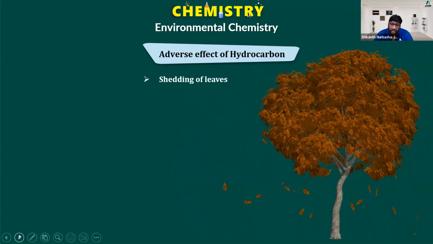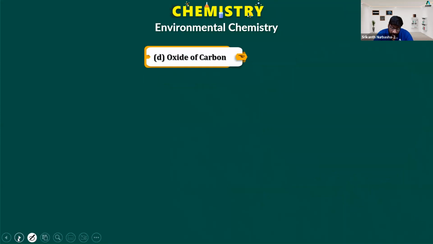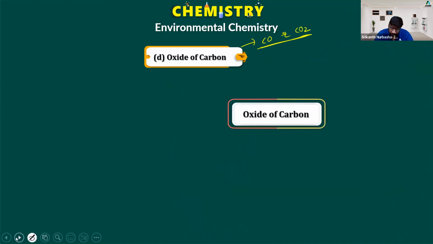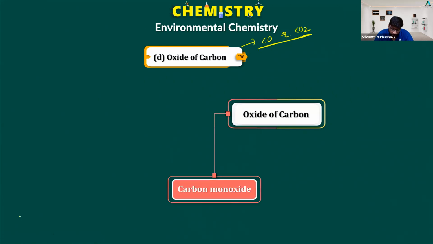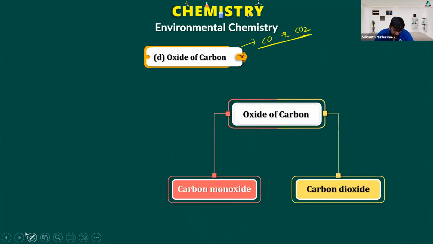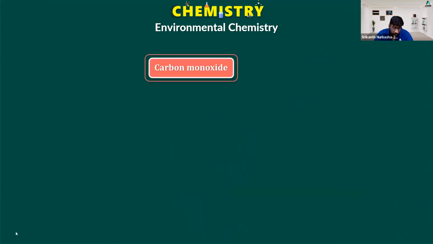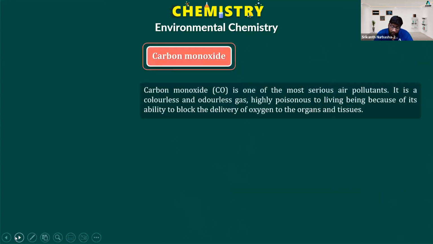After oxides of sulfur, nitrogen and hydrocarbons, we will be looking at the oxides of carbon also. In the oxides of carbon, two oxides we will discuss: carbon monoxide and carbon dioxide. So let us look at carbon monoxide first. Carbon monoxide is one of the most serious air pollutants. It is a colorless and odorless gas.